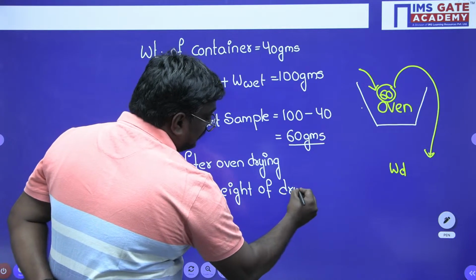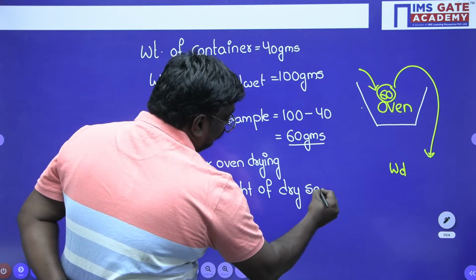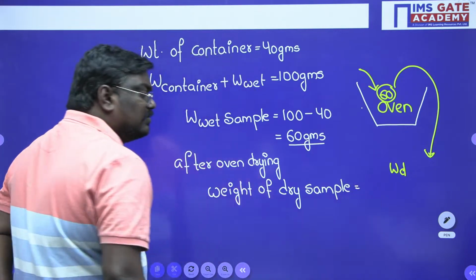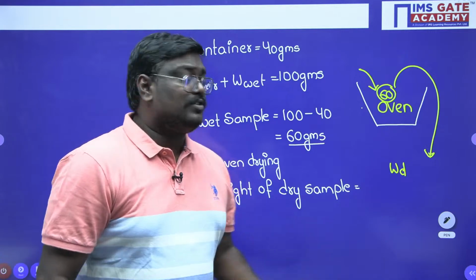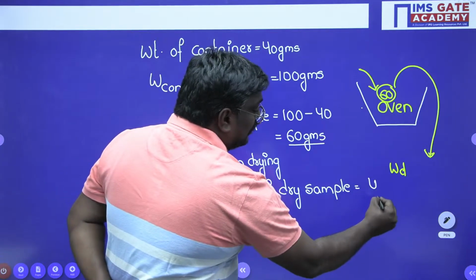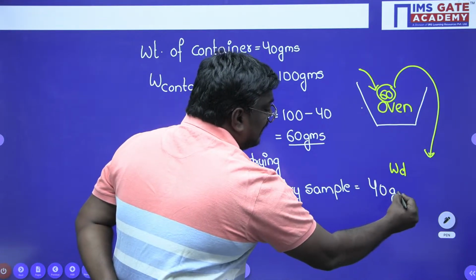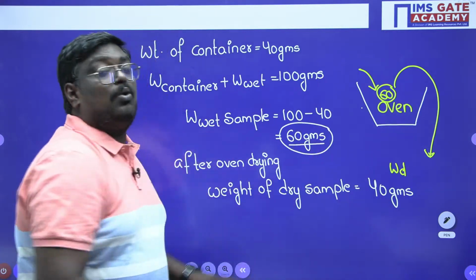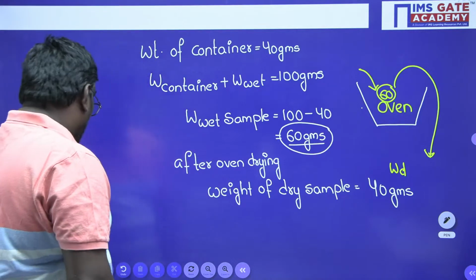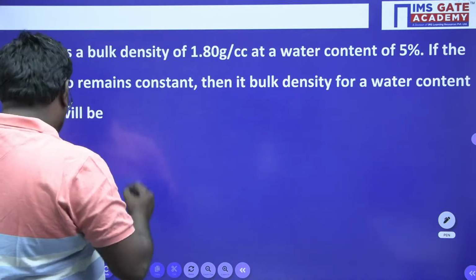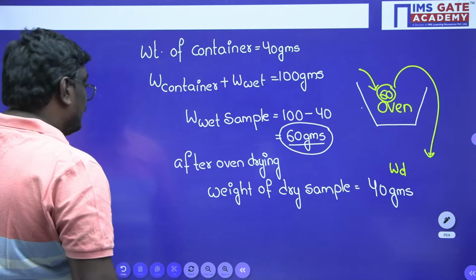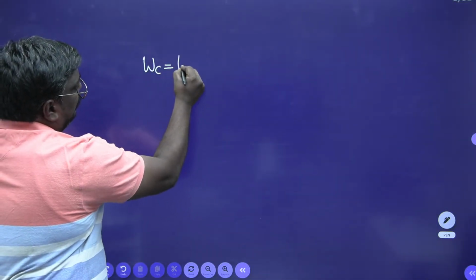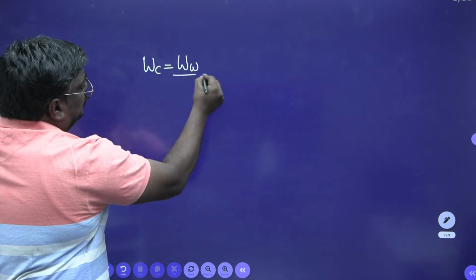So clearly, students, the weight of the dry sample is how much? The weight of the dry sample given in the question is 40 grams. So here I have just calculated the weight of the wet sample only. You know what water content is: water content is nothing but weight of water upon weight of solids.